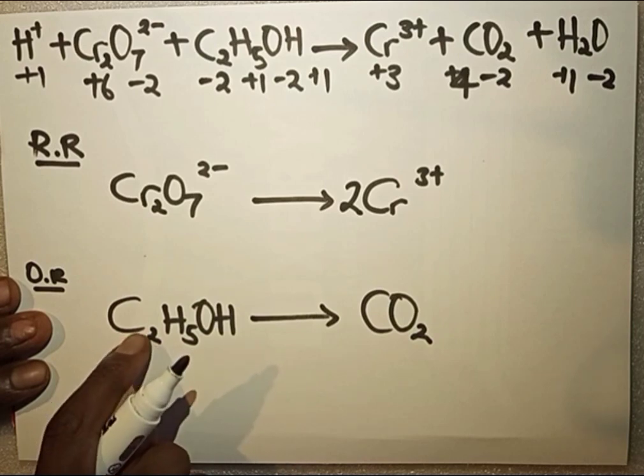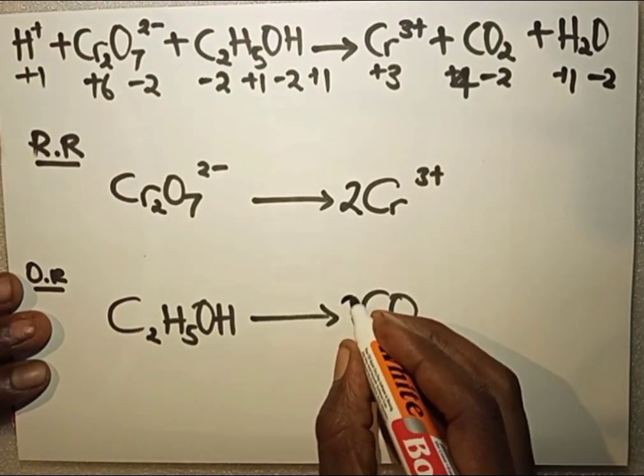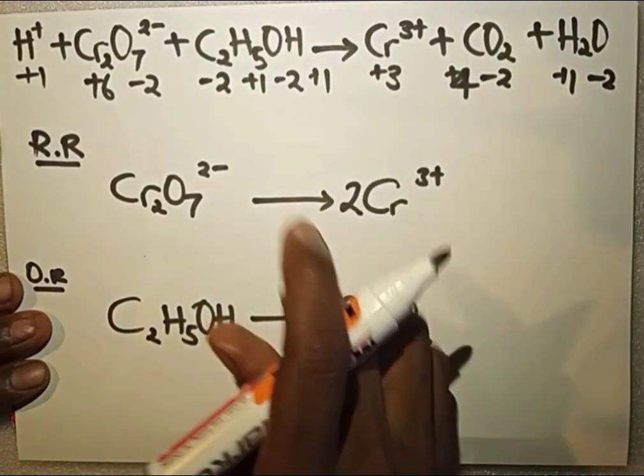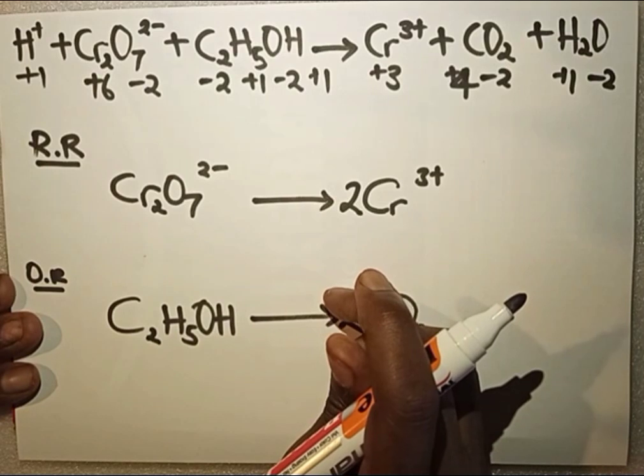How many carbons are we having? 2. This side 1, so we're going to put a 2. Hydrogen, forget about it. Oxygen, forget about it. We've balanced. We go to step B.